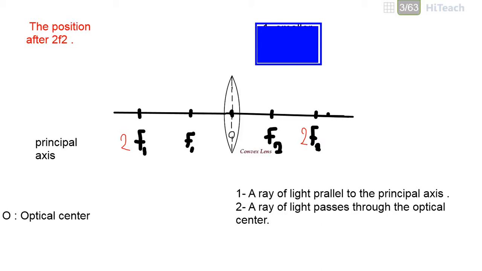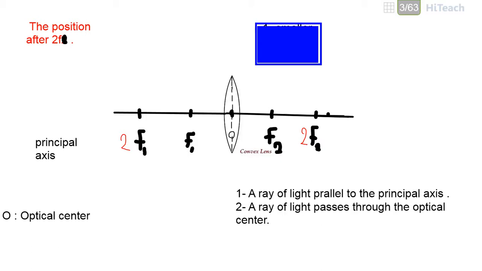Always use 2 centimeters, it's easier for you. From the optical center to F1, the focal length is 2 centimeters. From F1 to 2F1 is also 2 centimeters. Also on the other side, the distance between the optical center and F2 is 2 centimeters, and from F2 to 2F2 is also 2 centimeters.